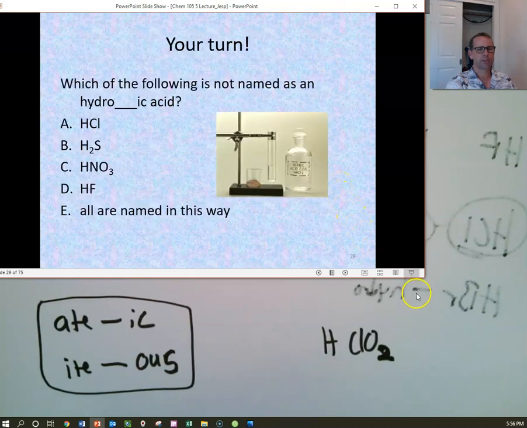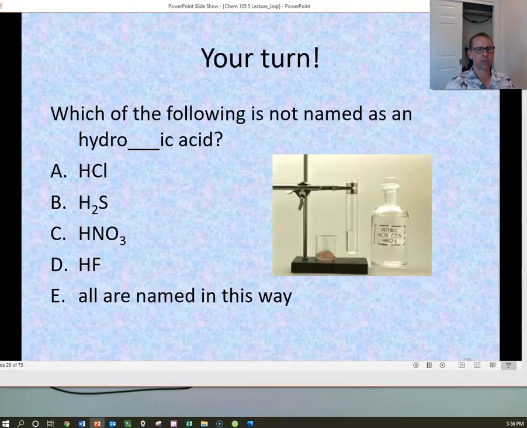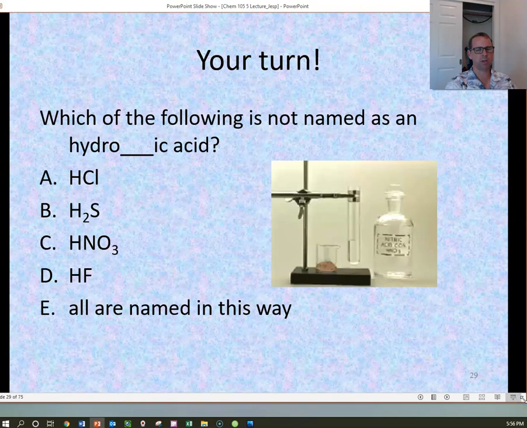So, which one of these is not named as a hydro-blank-ic acid? Number C. C, that's right. How did you know? Well, it's got the oxygen in there. Very good. It's an oxoacid. Excellent.